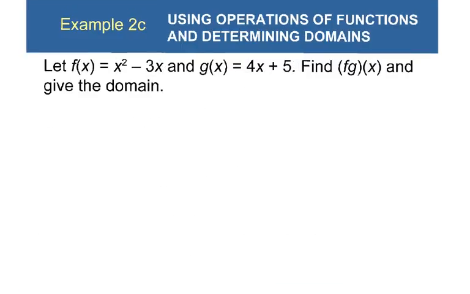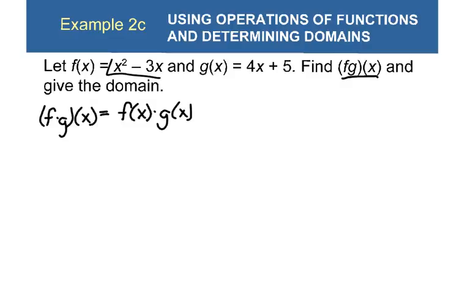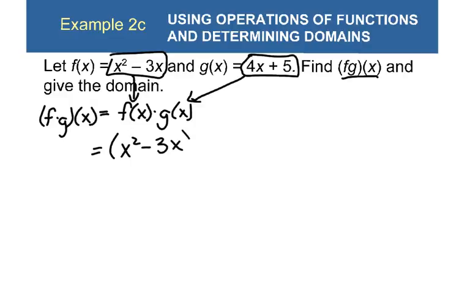Dealing with the same exact functions, we're going to find f times g of x. So f times g of x is the same thing as f of x times g of x. So again, plug these in for f of x and g of x. Put parentheses around them, because we are going to be foiling this.